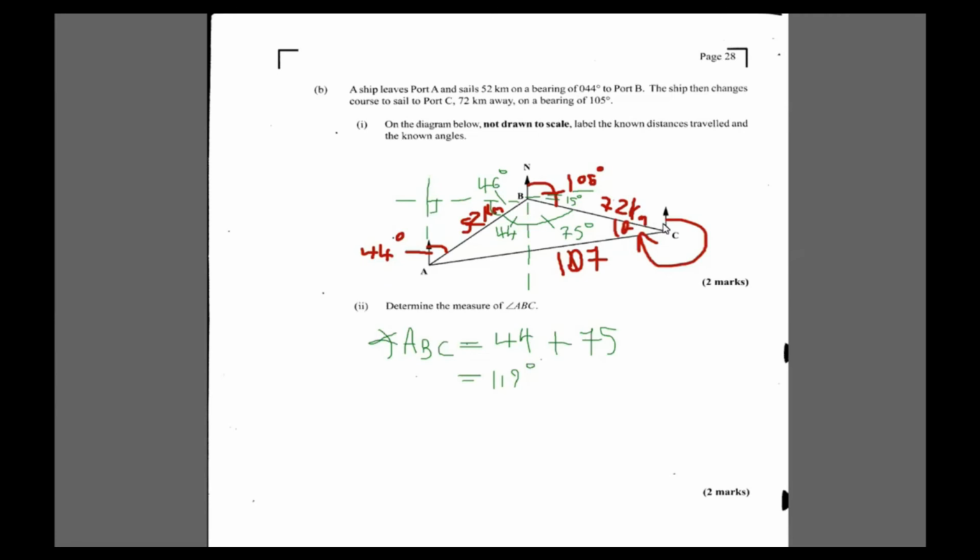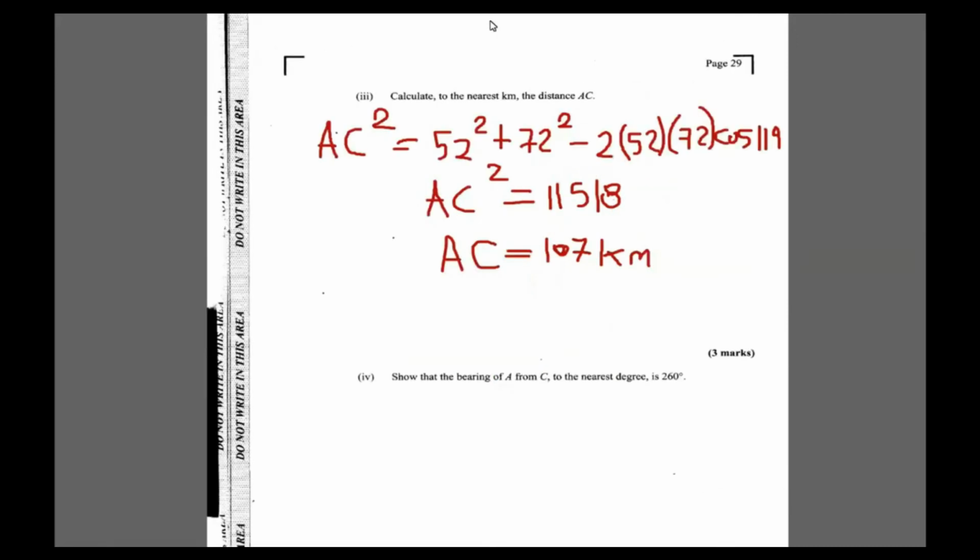Now this angle outside here is 75. How do I know that it is 75? Z angles are equal. So if this is 75, this out here is 75. So 360 minus 75 plus theta will give us the bearing. So let's use that now. The bearing of A from C is equal to 360 degrees minus, in brackets, theta plus 75.